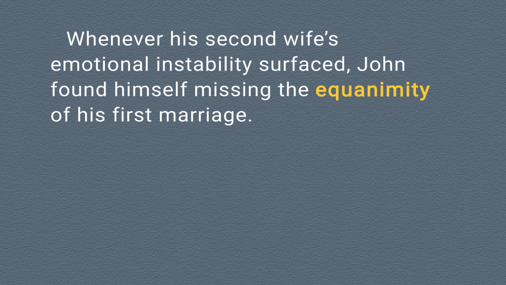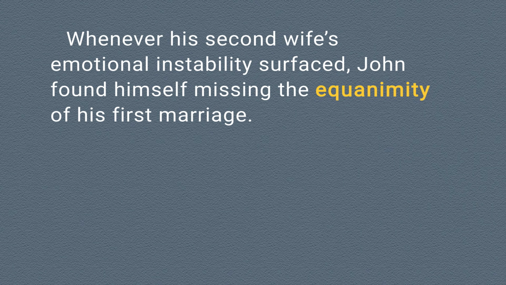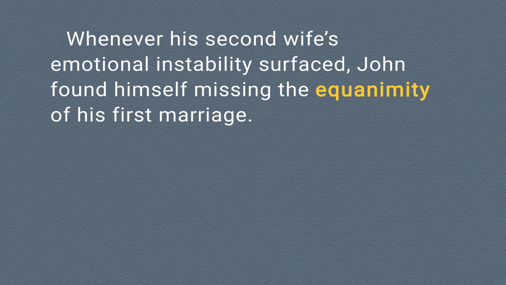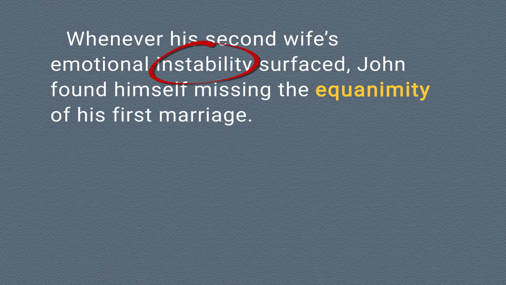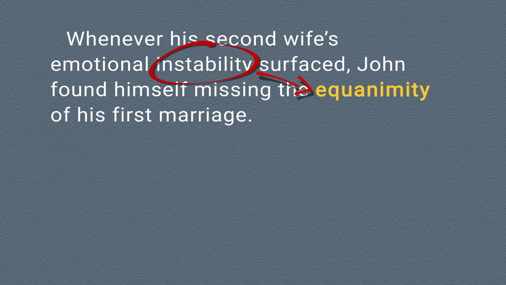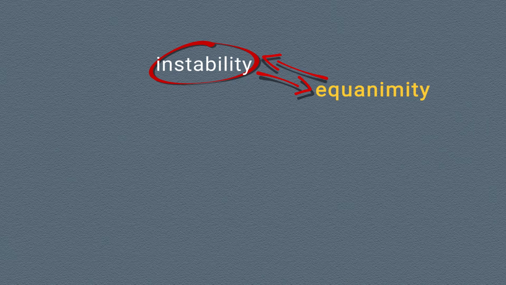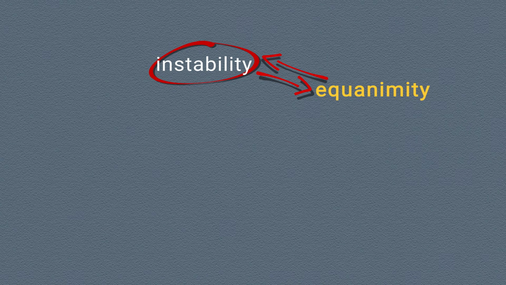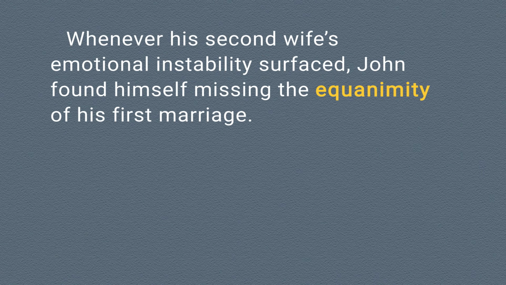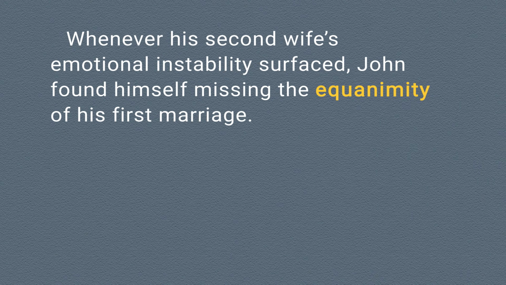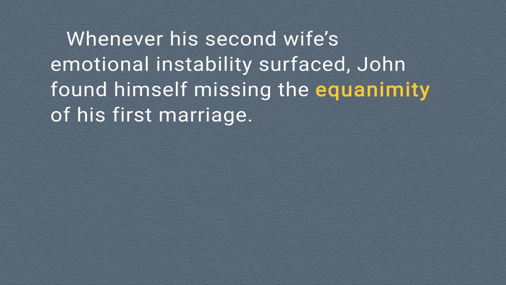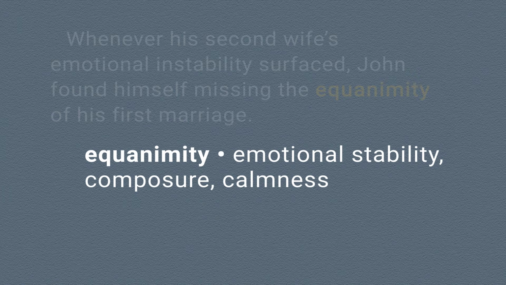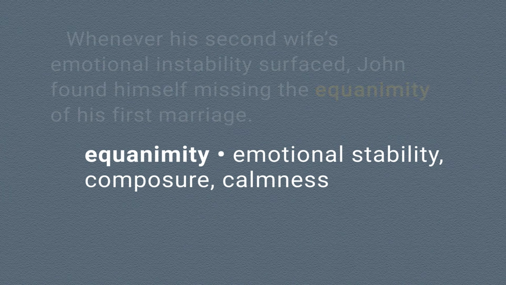The author pretty much tells us what equanimity means by contrasting it to what it is not. When John's second wife has moments of emotional instability, he misses the equanimity or emotional stability in his first marriage. John misses something he used to have but doesn't have anymore. So from the context, you get that equanimity is contrasted with or an antonym for emotional instability, so it means emotional stability, composure, or calmness.